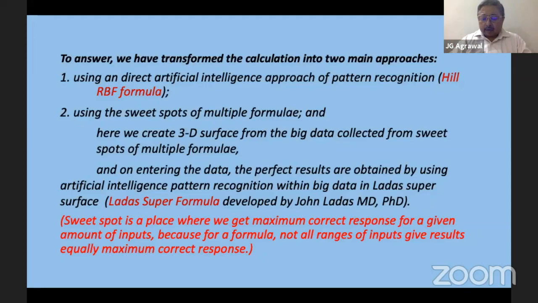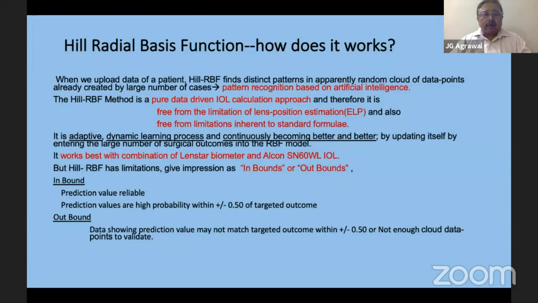Now, how Hill RBF works. When we upload the data of a patient, Hill RBF finds distinct patterns in apparently random clouds of data points already created by a large number of cases. Thus, it is a pattern recognition based on artificial intelligence. The Hill RBF method is a pure data-driven IOL power calculation. It is free from the limitation of lens position estimation, that is effective lens position, free from the limitations inherent to the standard formulas. These are adaptive, dynamic, and constantly becoming better and better. It works best with the combination of Lenstar biometer and Alcon SN60 IOL.